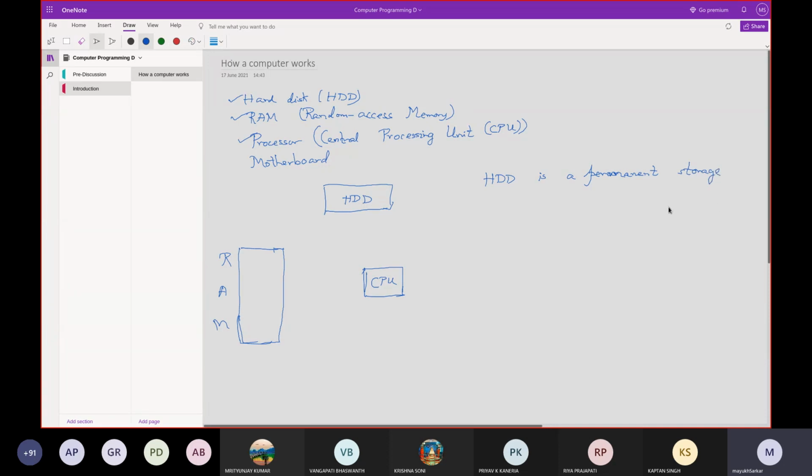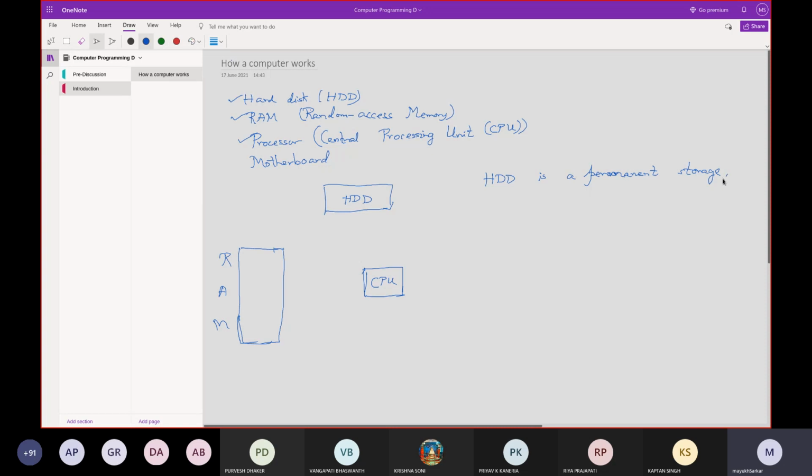That means all your files, programs, even your operating system, that means your Windows or Linux or Mac, whatever you are using, they reside on the hard disk. Everything resides on the hard disk. This is a permanent storage.